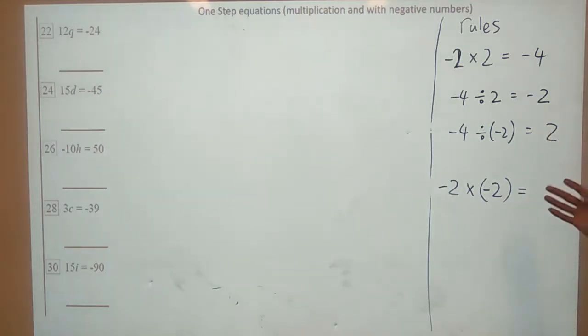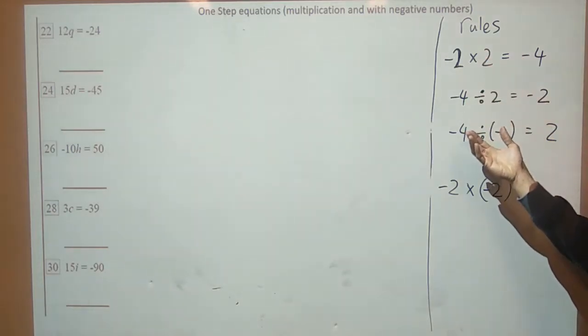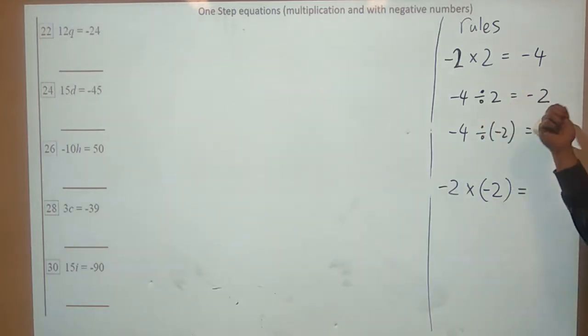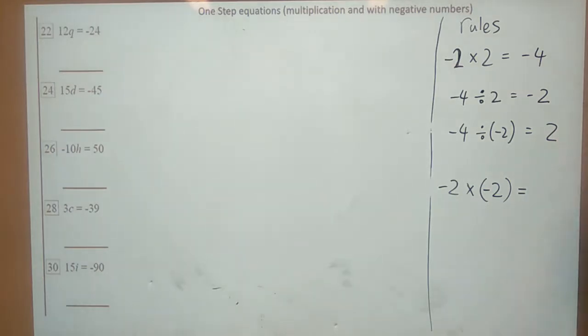So essentially, what it means is this. If you have two numbers being multiplied or divided together, if one of the numbers is negative, then the result is negative. If both numbers are negative, the result is positive.